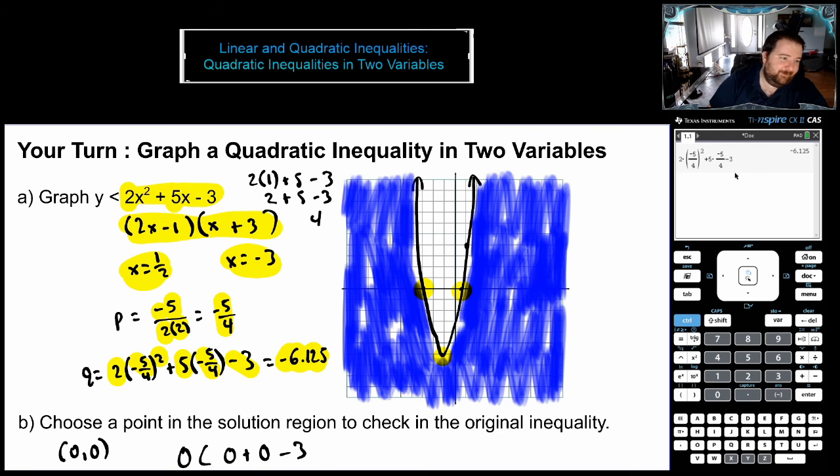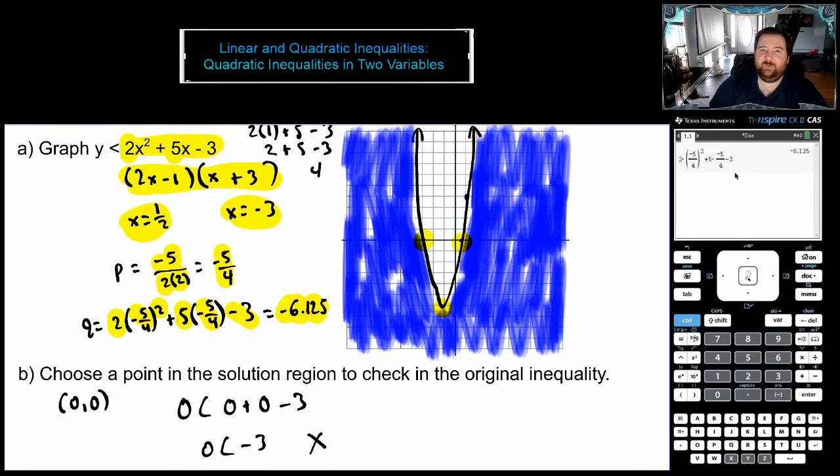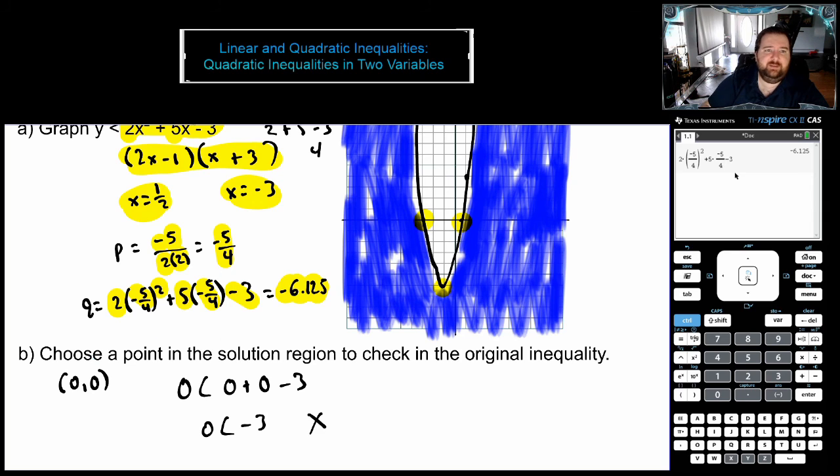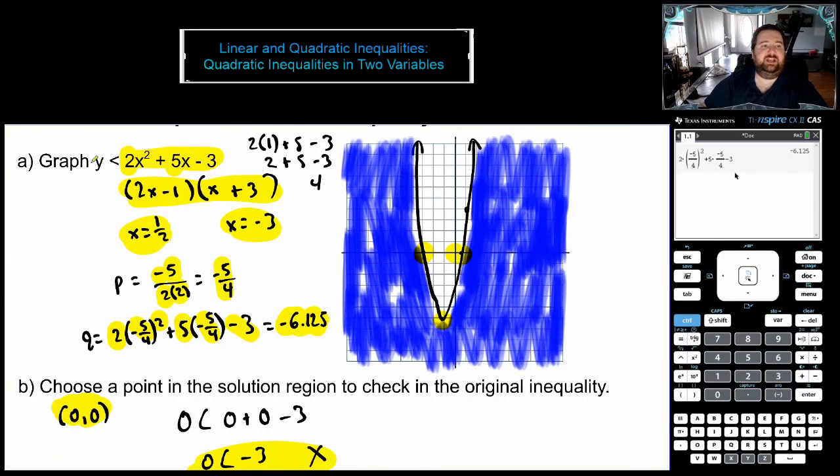And that's basically it for graphing, right? We've learned all these tricks already. So I know I'm kind of flying through them, but it's assumed that you've watched the previous videos and you know how to do this. So then choose a point in the solution region to check the original inequality. So I picked the point 0, 0, and I found that that was false. So that means 0, 0 is not in the solution region, which means I shade outside, which I did.